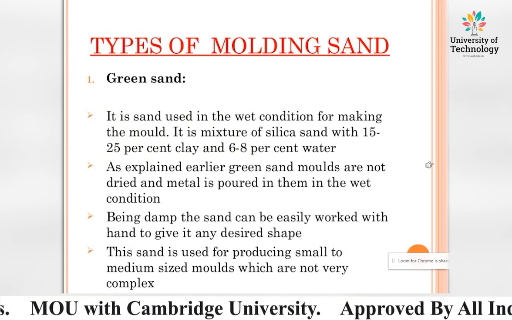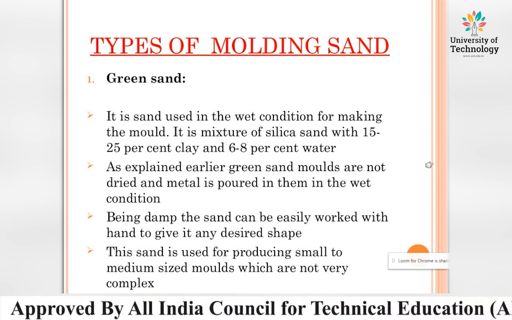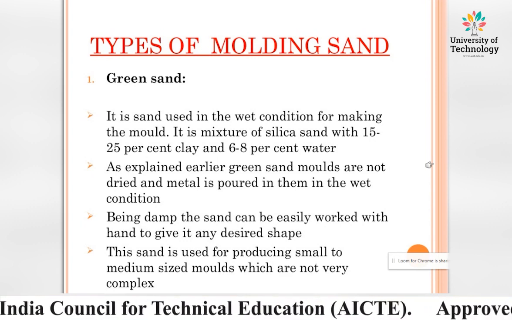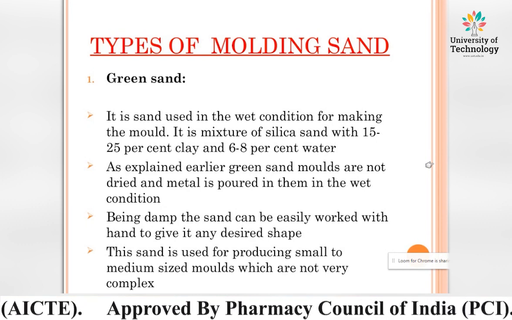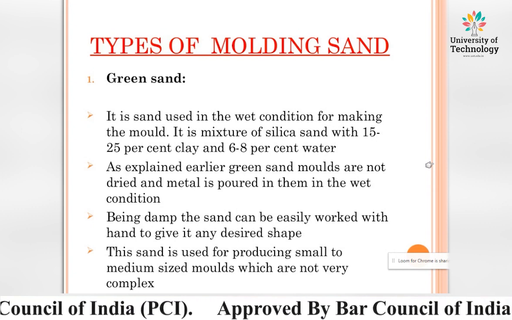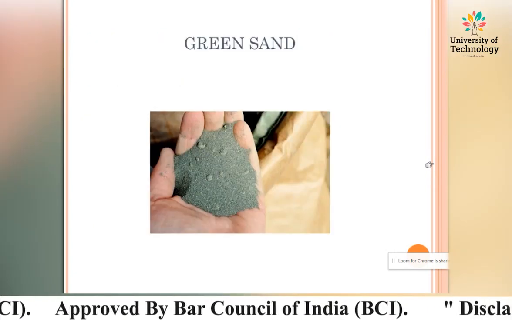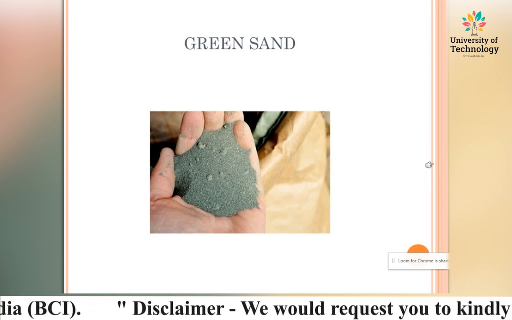Being damp, the sand can be easily worked by hand to give it any desired shape. This sand is used for producing small to medium sized molds which are not very complex. Here is a picture of green sand.